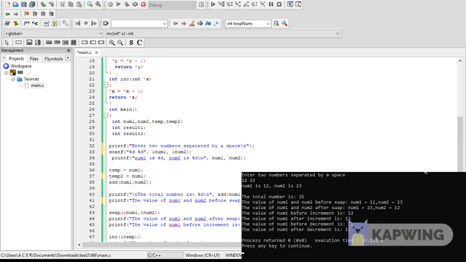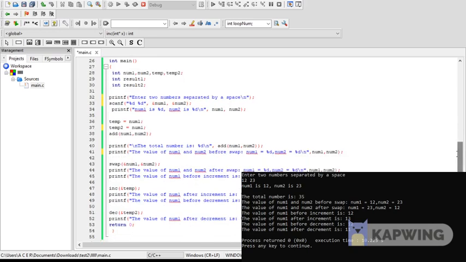So that is how I understand it. So back to the integer main. So we can see there is swap 1, number 1. So all of this shows the value of number 1. Swap number 1 to number 2, printf the value of number 1, number 2 after swap.